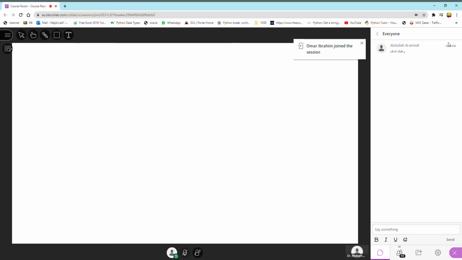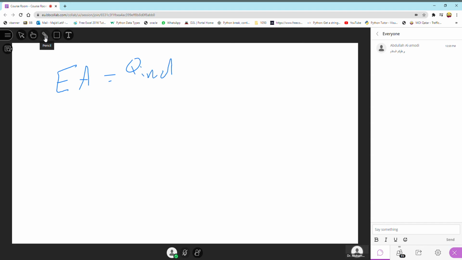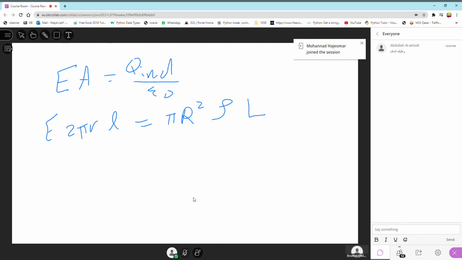E A equals Q enclosed over epsilon naught. What is A? It is the surface, which is 2 pi r L, the surface of the Gauss. Yes. Now, what is Q enclosed? It is pi r squared L rho, rho times the volume.